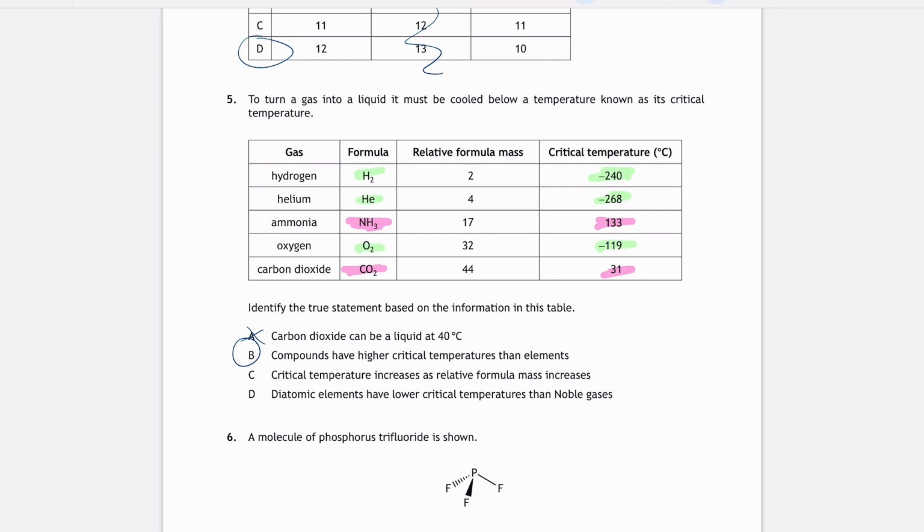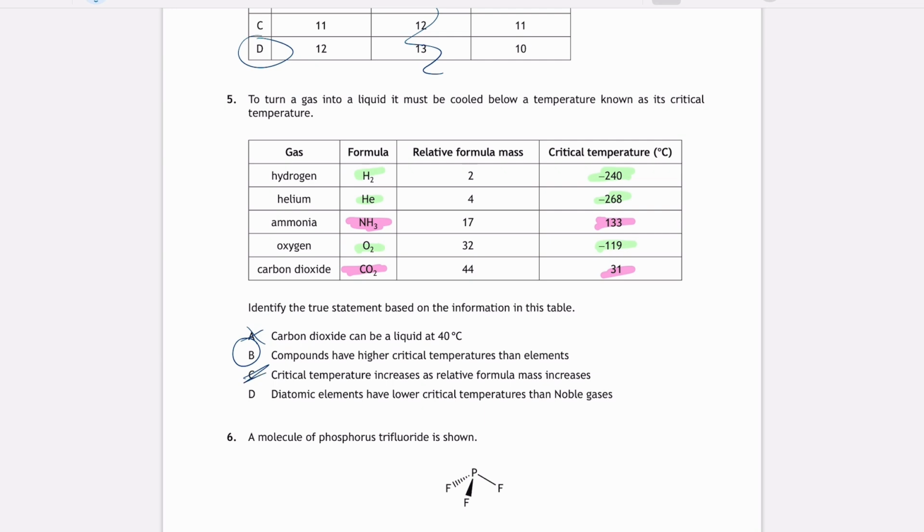If we just check the other ones to see why they're not true. Critical temperature increases as relative formula mass increases. We can see the relative formula mass is increasing as we go down this column, and we can also see that the critical temperature is also, well, it doesn't actually increase because it does look like it's increasing, but then it takes a big drop again. So that one's not true.